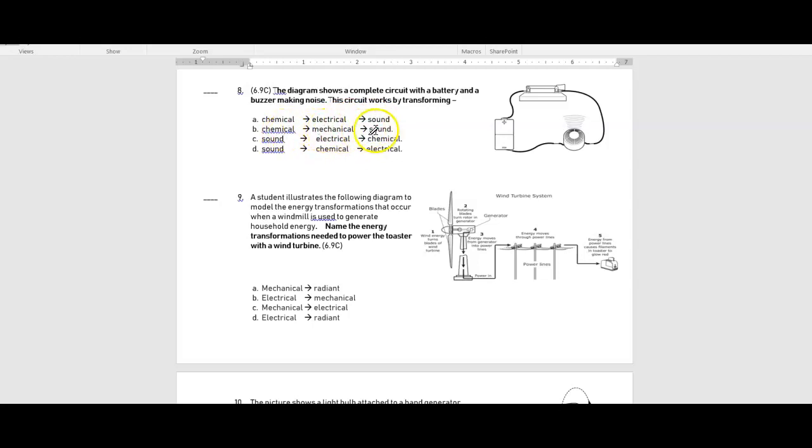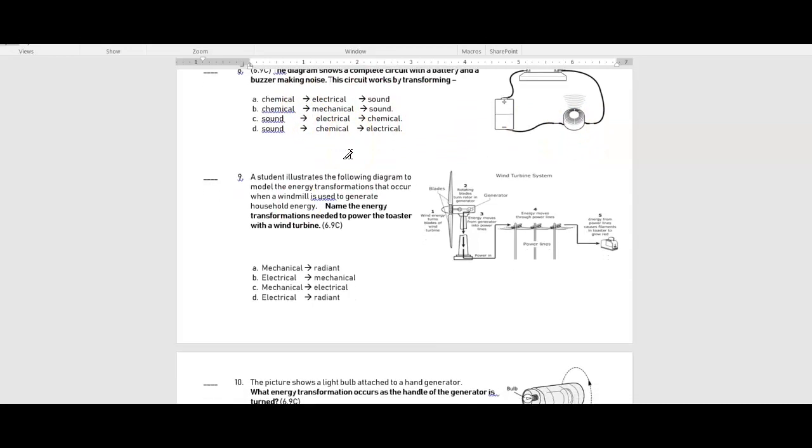Chemical to mechanical to sound. Sound to electrical to chemical. Sound to chemical to electrical. So I would write what is the battery first, what are the wires second, and what is the buzzer third. And then see if that matches up to one of your answer choices.